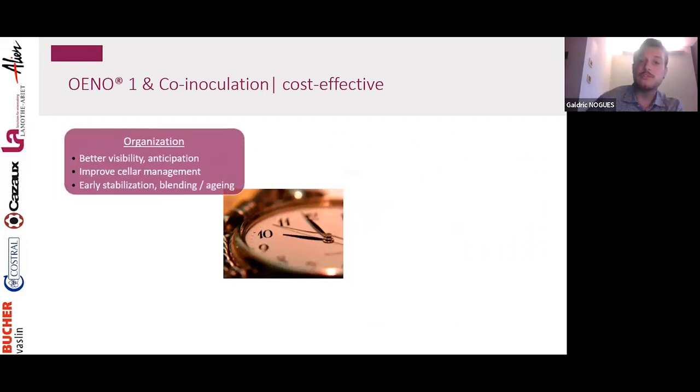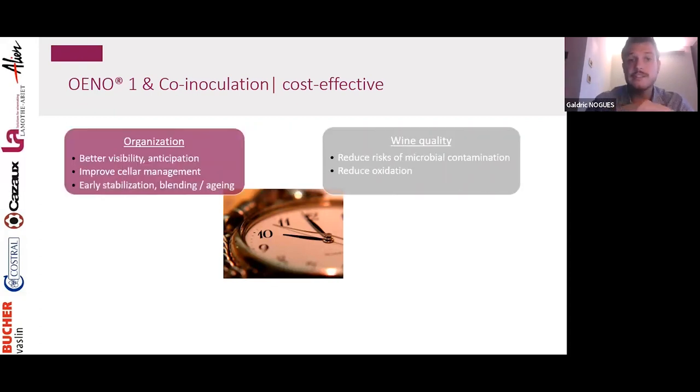Just to conclude, and to go on with the part on nutrition and management, the organization of co-inoculation is very interesting because you have better visibility of the lots, so better rotation and better anticipation. You can improve the cellar management. If you save time on barrel management, then you can do something else at the same time, so it is time effective. You have an early stabilization, so you can blend earlier, start the aging earlier, and release on the market earlier as well. So it is always interesting to have this in mind.